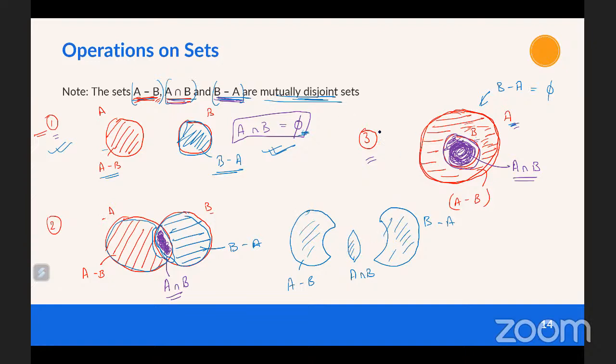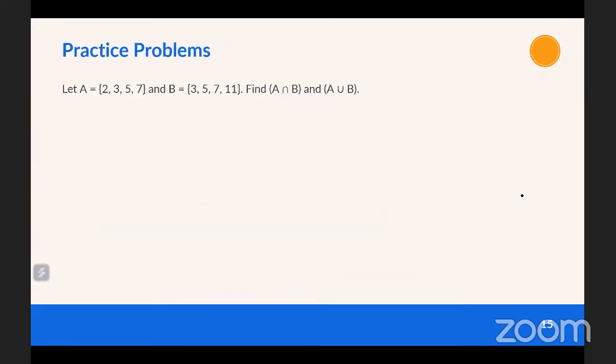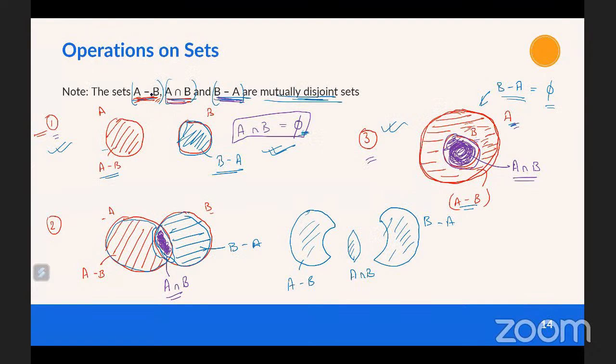Okay. In the third case also, the outer circle minus the inner circle, which is A minus B, this red region is one set. This purple region is another set, and B minus A is an empty set. So all the three sets are disjoint. There is no element common between these three sets. So those are all the operations we have seen which we can perform on sets.